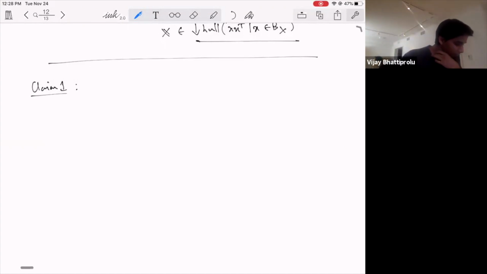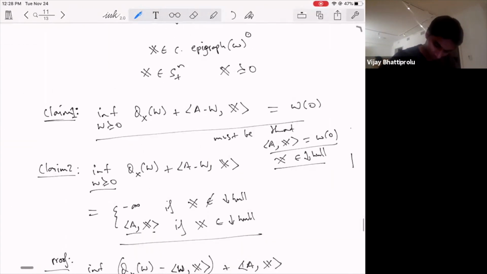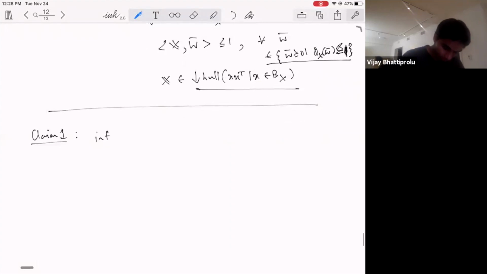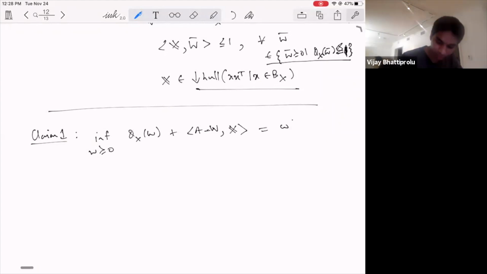Okay, so claim 1. Let me just remind you what I wrote. The infimum over W PSD of Qx of W plus A minus W inner product bold X must be equal to omega of 0. Proof.